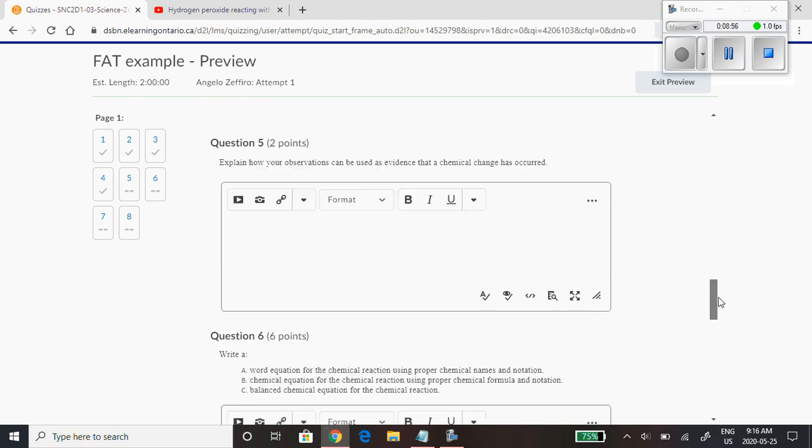Let's move on to question 5. Explain how your observations can be used as evidence that a chemical change has occurred. Well, if you remember in your notes, the production of a gas that was observed through the production of bubbles is evidence.